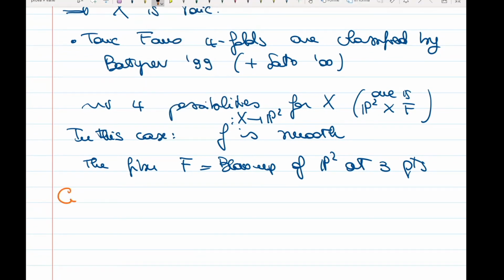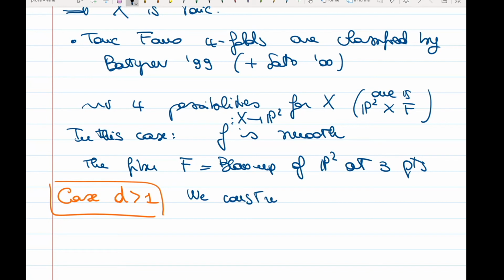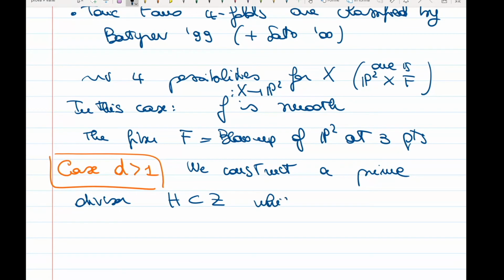So let me instead talk about the case where D is bigger than 1. Okay. So this is actually the technical part of our work, to study this case, and I will not enter in the details. So I will just say what we do, but I will not explain how. What we do is we construct, in this case, a prime divisor H in Z, which is a P1 bundle over P2. So I mean that fiber-wise H is really a line, and H contains the surface S1.